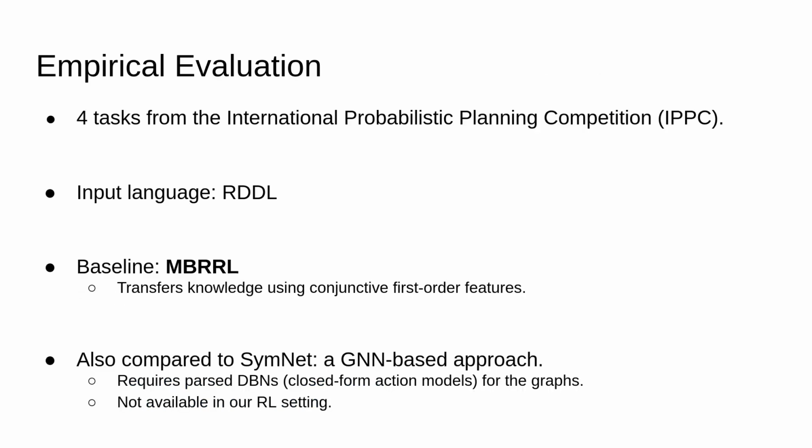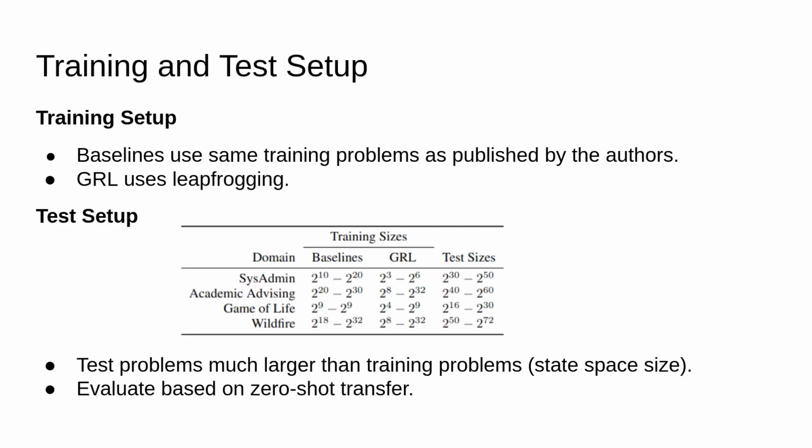examples. In our empirical evaluation, we use 4 tasks from the IPPC and a baseline is MBRRL, which transfers knowledge using conjunctive first-order features. We also compare with a GNN-based approach, which is not directly applicable because it uses closed-form action models. Our training setup, where we use the same training problems as published by the authors for the baselines and use leapfrogging for GRL. And in our test setup, we have test problems which are much larger than the training problems in terms of the state space size.